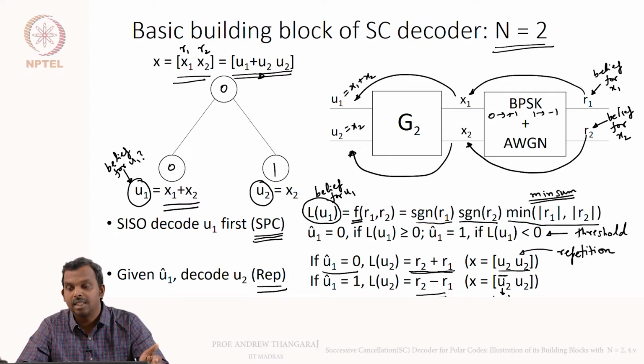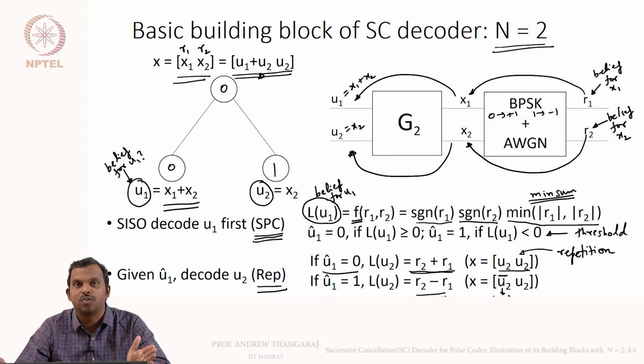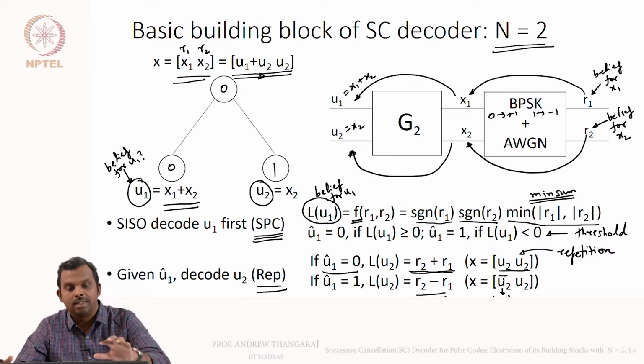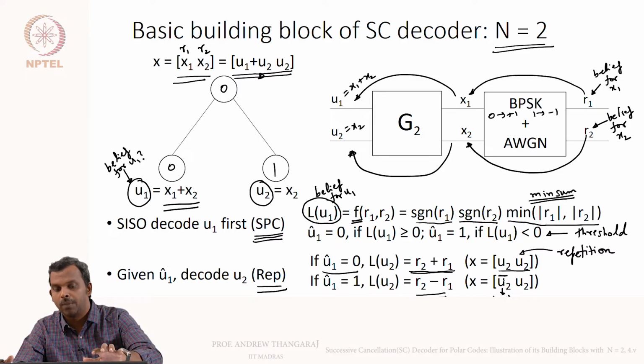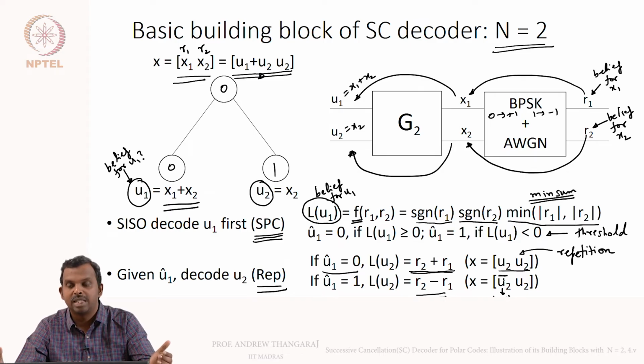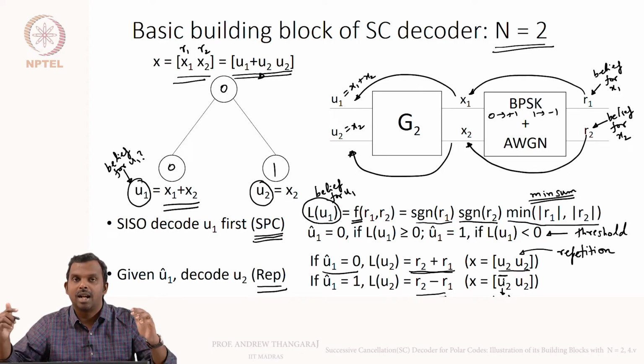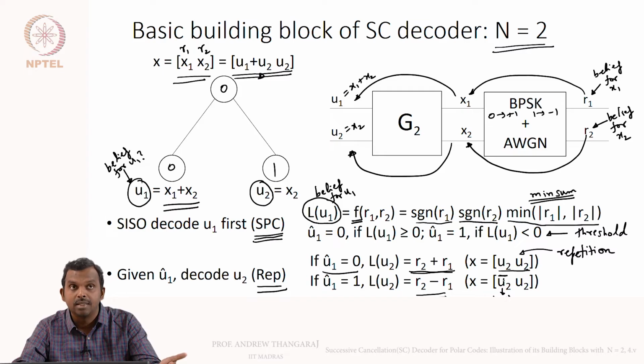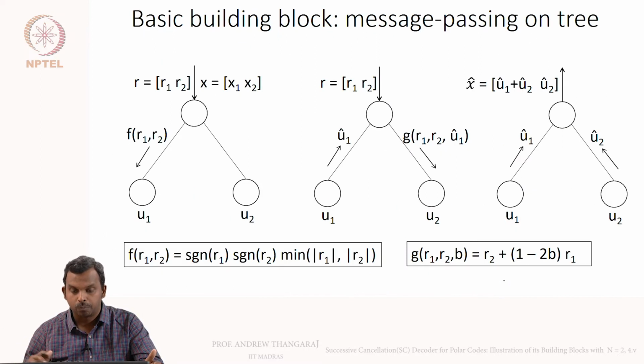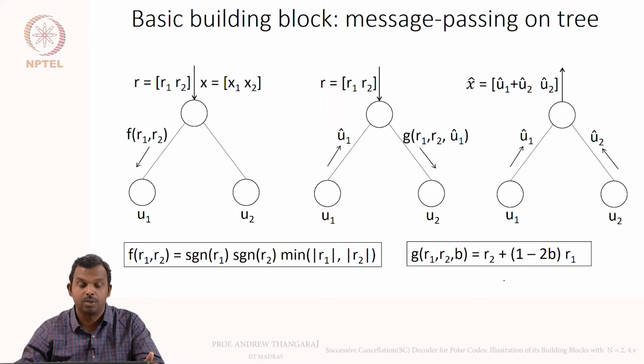So this is the crux of the polar decoder, the simple block that you have here, and this is how you decode on the tree. In the next slide, I'm going to interpret these steps as message passing decoding on the tree. Once we see it as message passing, you can start extending it to larger block lengths. So let me show this as message passing on a tree. This is what happens for the basic building block.